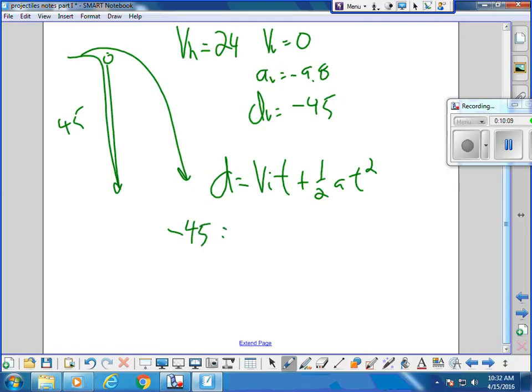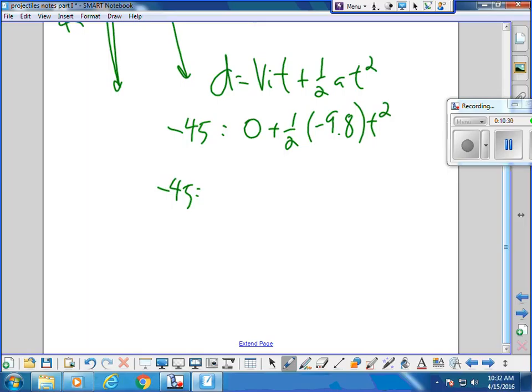Is it nice when the initial velocity is 0? Oh yeah, because otherwise you end up with a quadratic. So we're going to get minus 45 equals 1/2 of minus 9.8, which is minus 4.9 t squared. I hope you can solve that with relative ease. You're going to get t equals the square root.